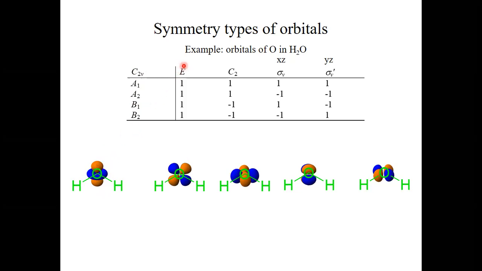Okay, now as we carry out the identity, the orbital will not change. As we carry out the C2 symmetry operation, and we will rotate around this axis here, we see that this won't change our orbital. Now, if we apply the sigma v operation, this will also not change the orbital because the sigma v is in the plane of the molecule. And the same is true for the sigma v prime. So this means that the symmetry type is A1.